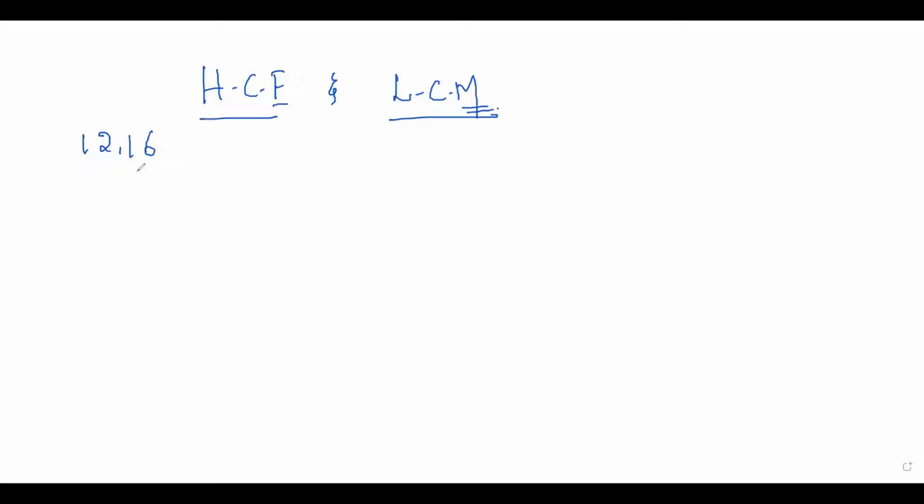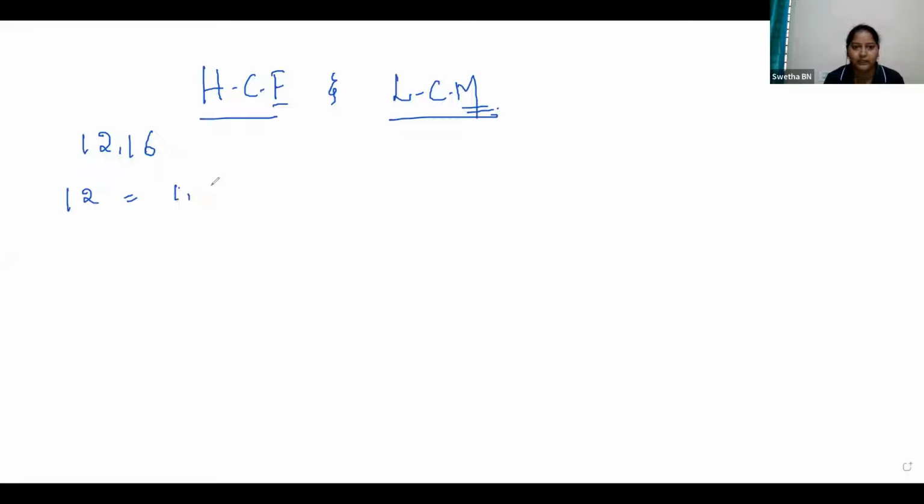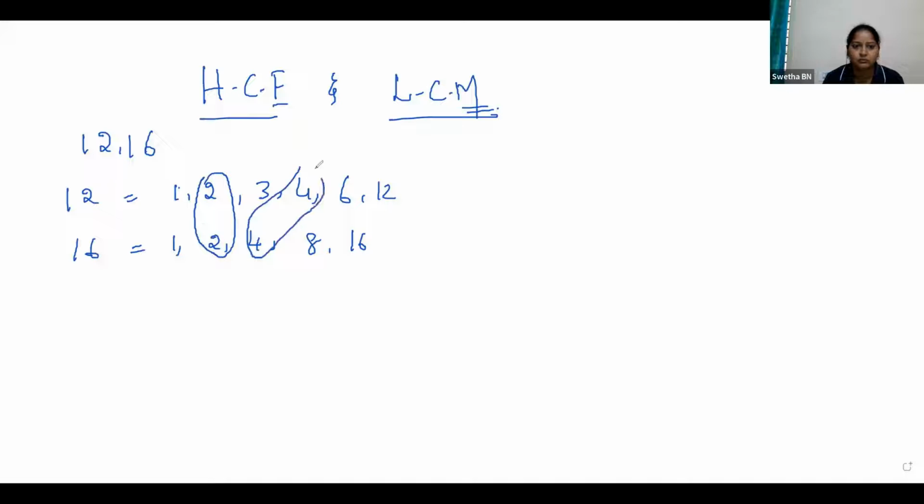We can find HCF by many methods: prime factorization, long division, or listing the factors. By listing the factors, write the factors of 12: 1, 2, 3, 4, 6 and 12. And factors of 16: 1, 2, 4, 8 and 16. Next, we have to mark common factors. 2 and 4 are common factors. There are only 2 common factors.